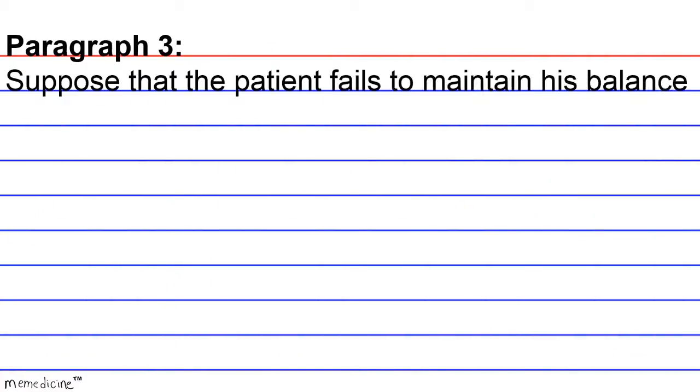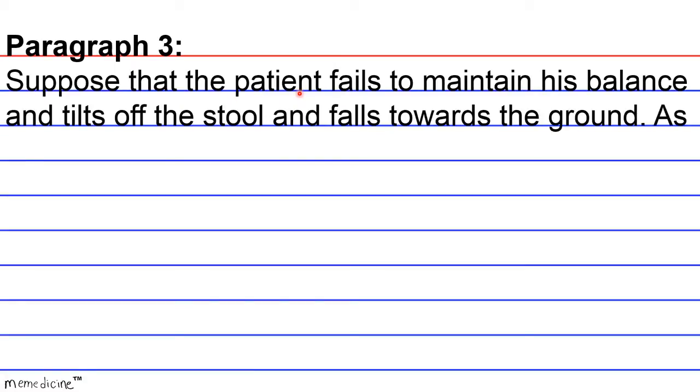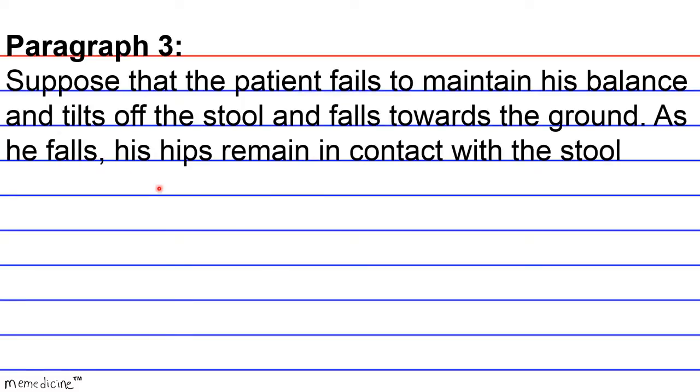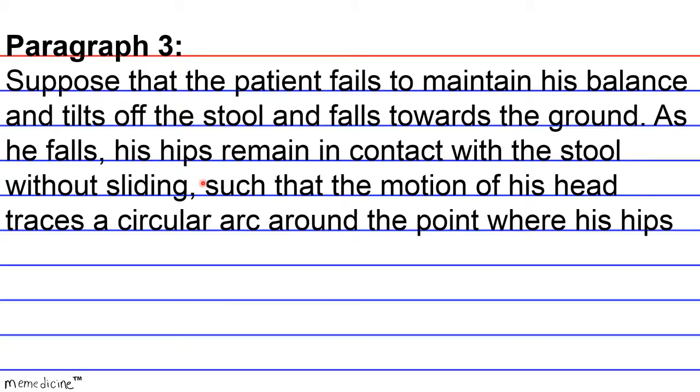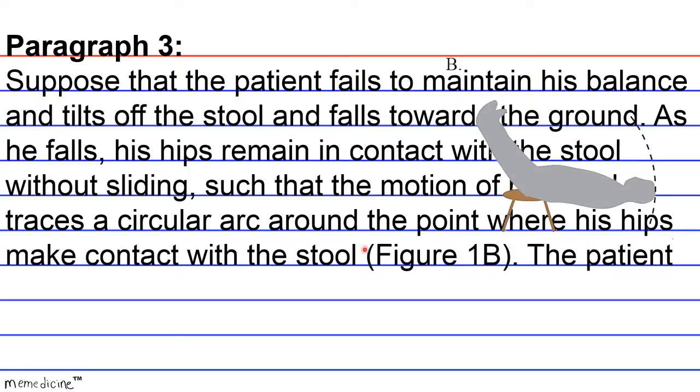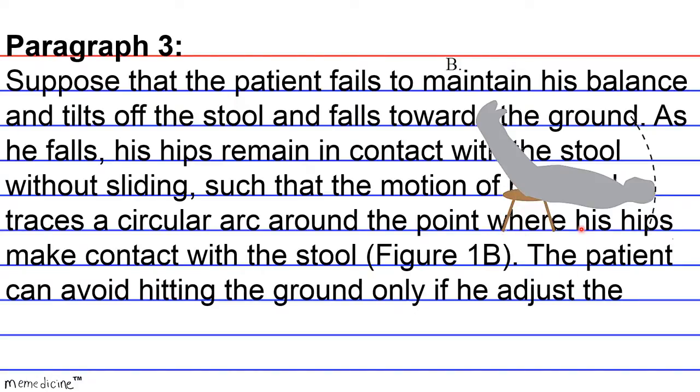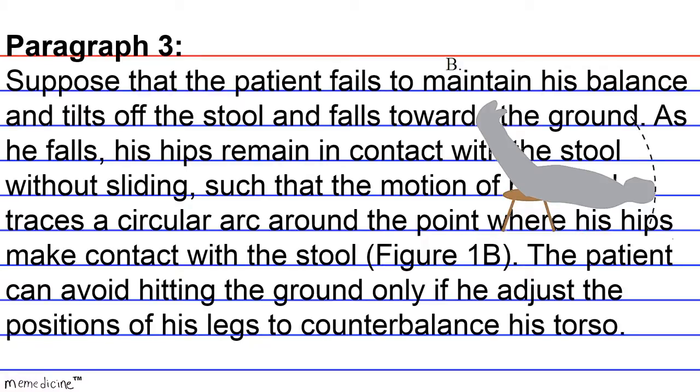Paragraph 3. Suppose that the patient fails to maintain his balance and tilts off the stool and falls towards the ground. As he falls, his hips remain in contact with the stool without sliding, such that the motion of his head traces a circular arc around the point where his hips make contact with the stool. Figure 1b as shown here. The patient can avoid hitting the ground only if he adjusts the positions of his legs to counterbalance the torso.